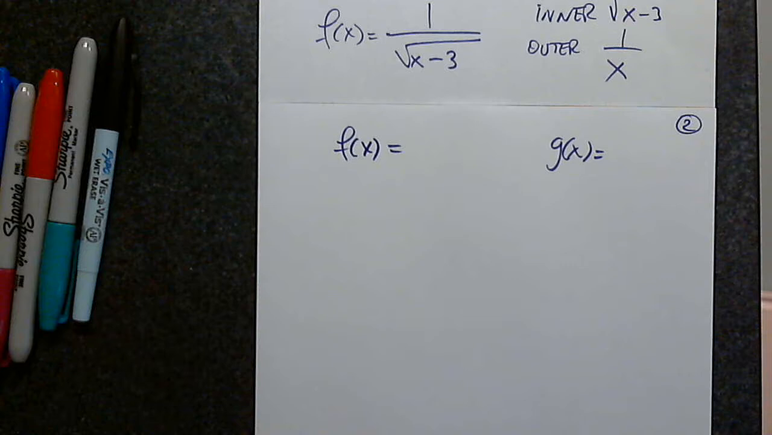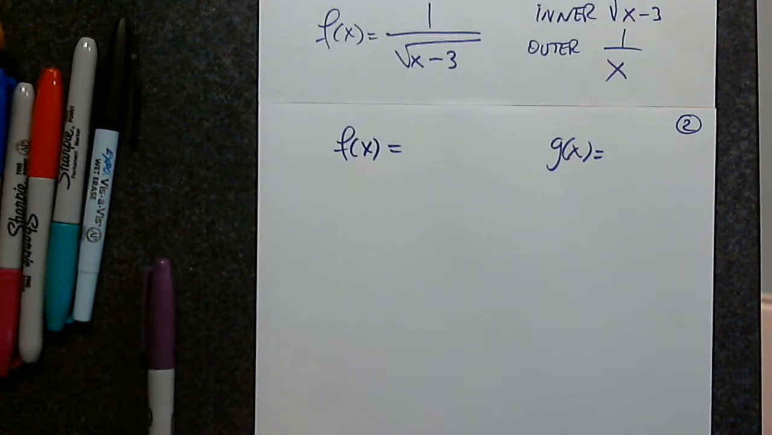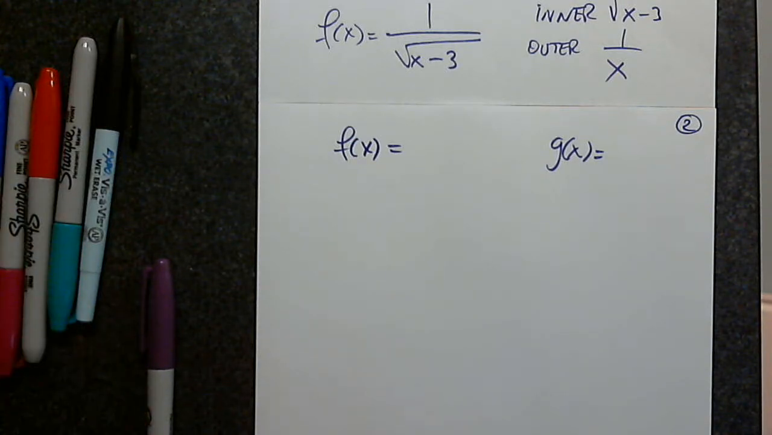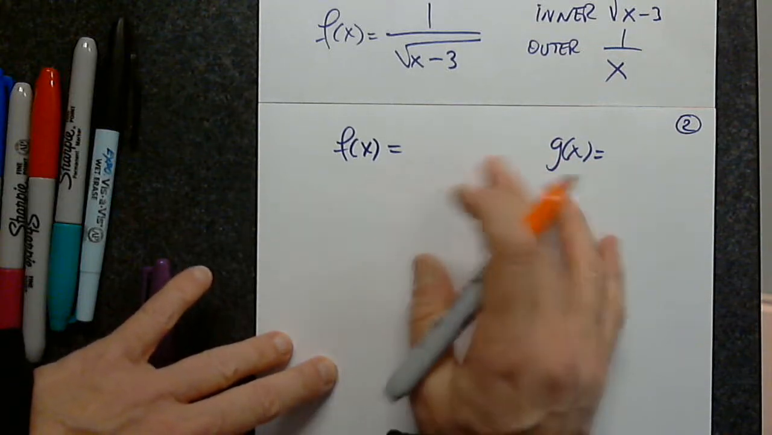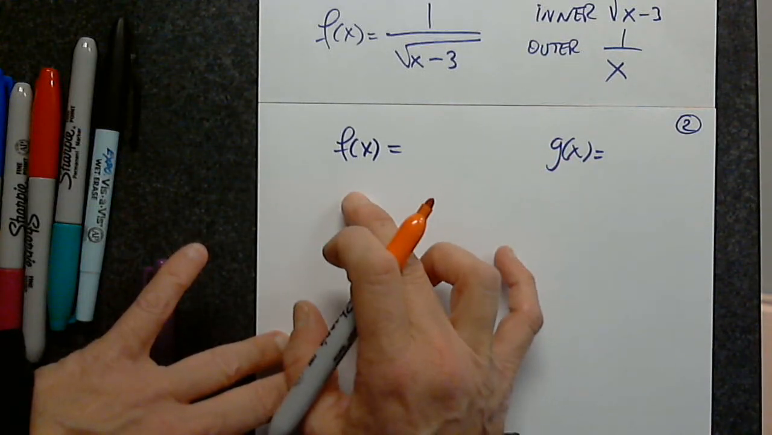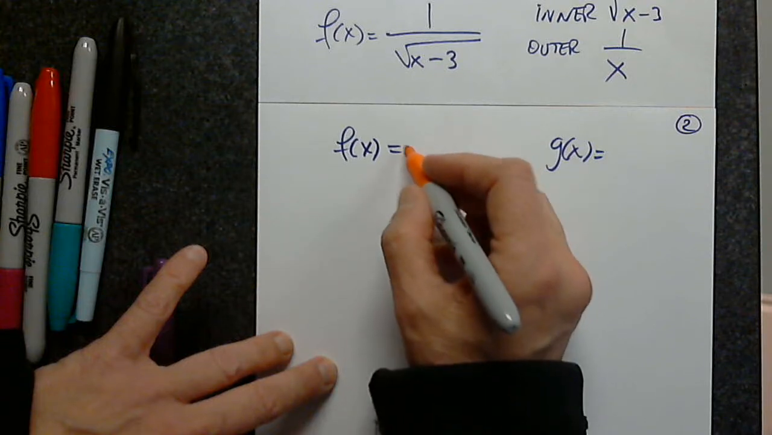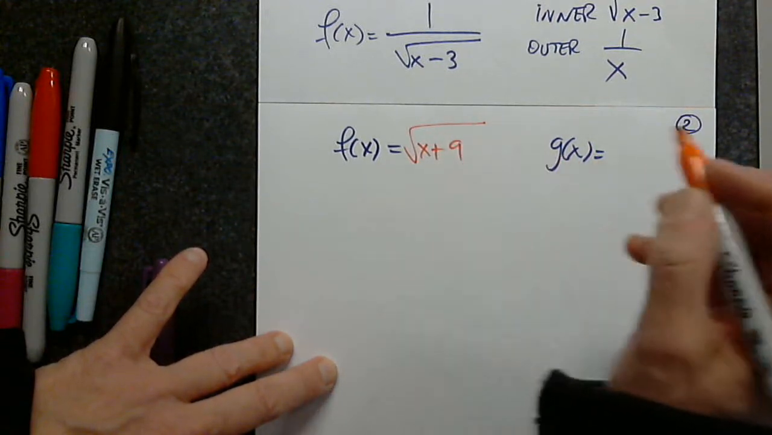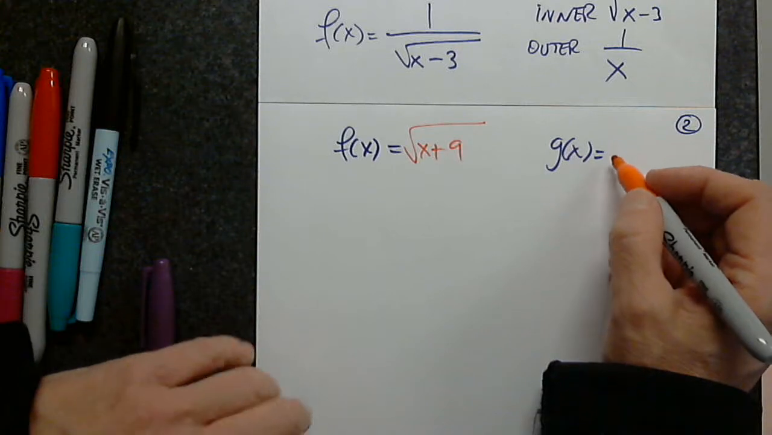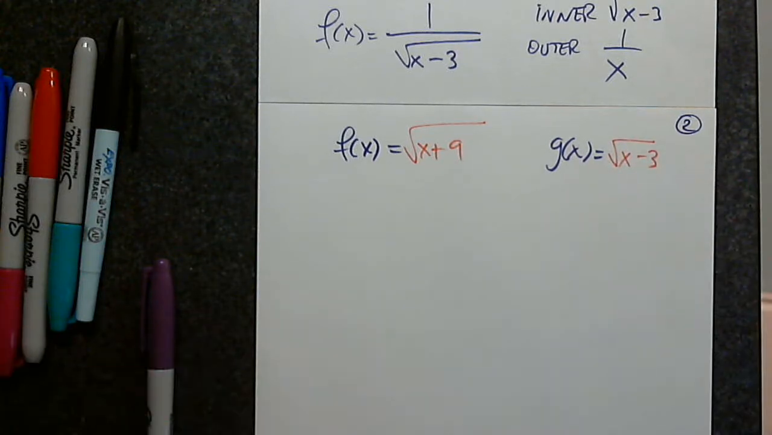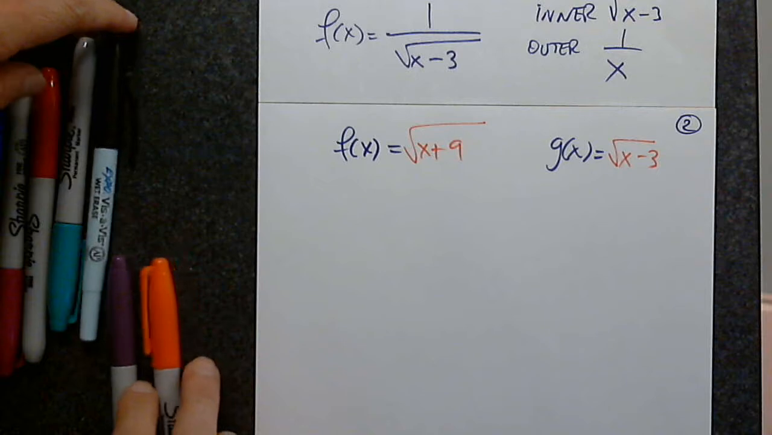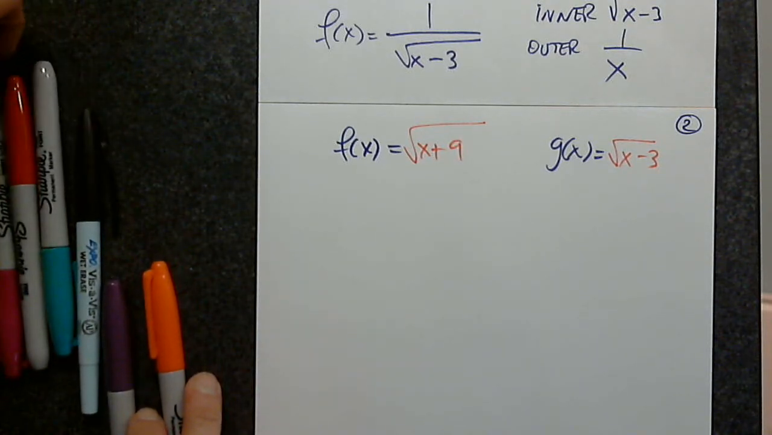Okay. So give us any f, any g, whatever you want. f of x is equal to the square root of x plus 9, and g of x is equal to the square root of x minus 3. Perfect. And what do we want to find? The sum, difference, product, ratio, or function composition?